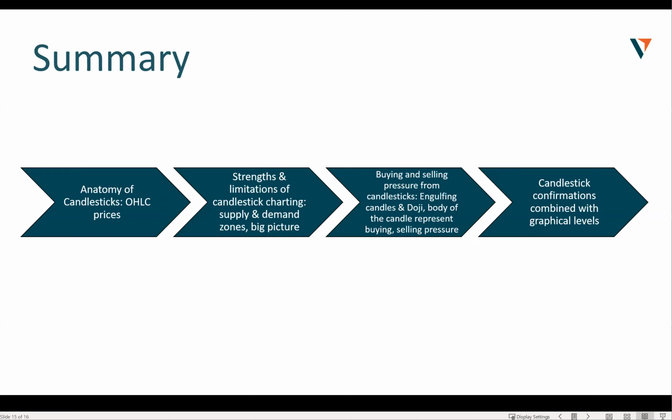And then finally, we took a look at candlestick confirmations and how we can combine these examples with graphical levels. We looked at it from two perspectives, looking at support levels and price entering into this zone. One is looking at the change in market structure as confirmation. The other is looking at failures of supply regions. So this is a summary of what we've covered so far.